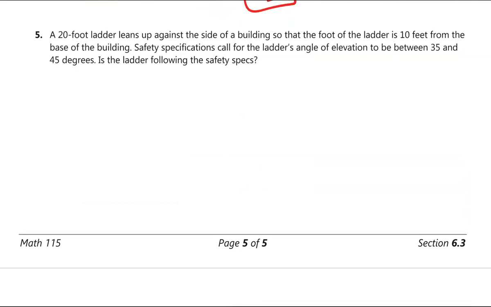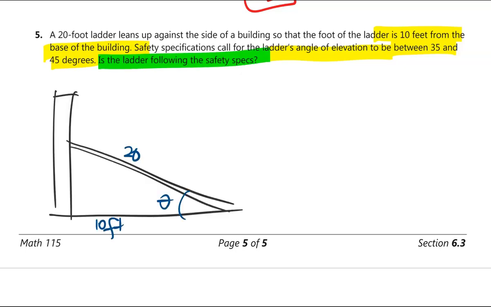A 20-foot ladder leans up against the side of a building so that the foot of the ladder is 10 feet from the base of the building. The safety specifications call for the ladder's angle of elevation to be between 35 and 45 degrees. The question is, is the ladder following the safety specs? So again, this is the 20-foot ladder that leans up against this side of this building, and it is 10 feet from the base of the building.